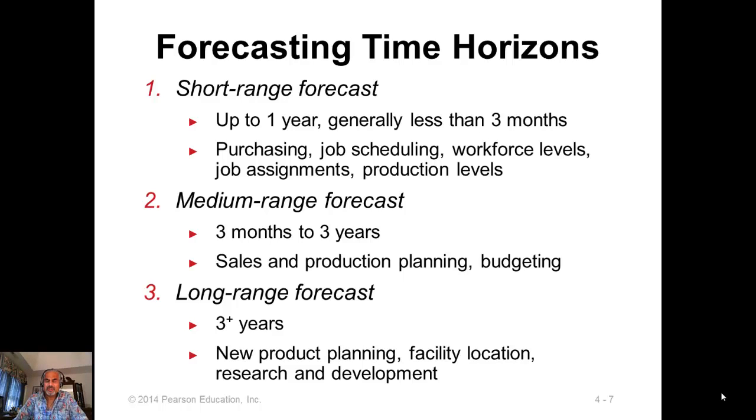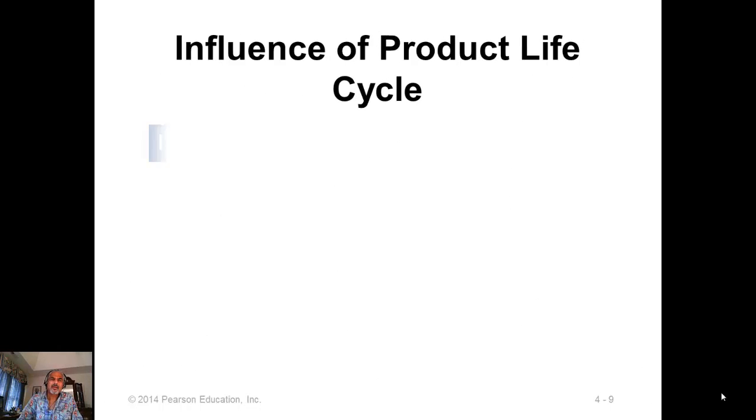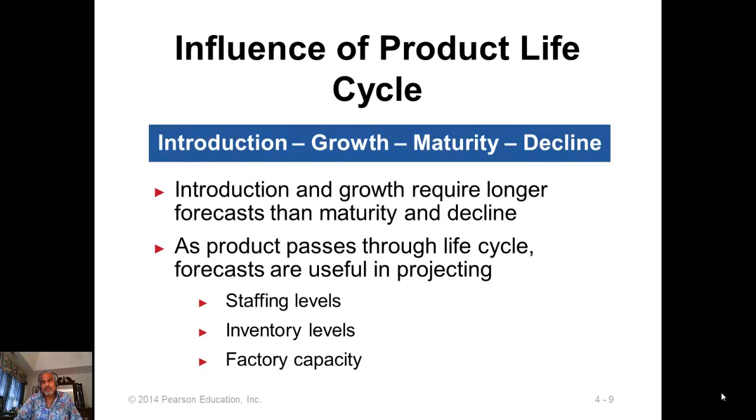Now there are some differences and similarities. Medium and long-term forecasts typically use similar techniques, and they support major decisions of companies like plant location, product development, and so on. Whereas short-term forecasts are typically for day-to-day running of the production operation function. And they usually employ different modeling techniques than the medium and the long term. And short term, because it is for the short term, it tends to be more accurate than medium and long term.